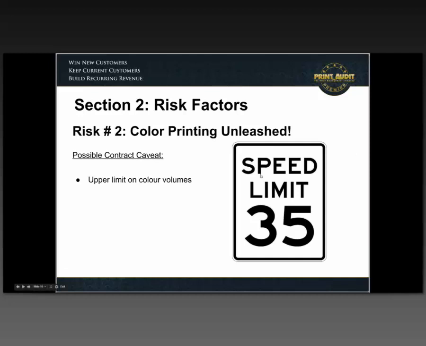Of course, we can do the same thing in a seat-based contract. All we have to do is make sure that we base the contract on the actual study that we've done up front and limit the color volumes to a certain realistic level. In most cases, that means that they'll never see an additional price increase or change to their bill.